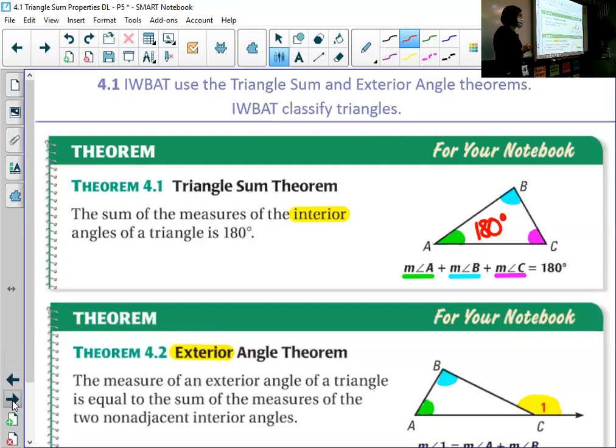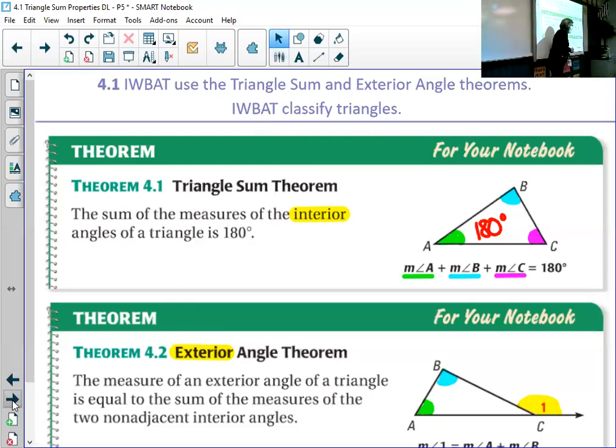So let's think about the equiangular triangle from the last slide. If you have a triangle where all your angles are equal, and you know that together they add up to 180 degrees, what is the measure of each of the equiangular angles, or the angles in an equiangular triangle?